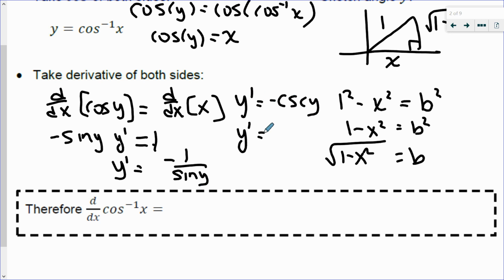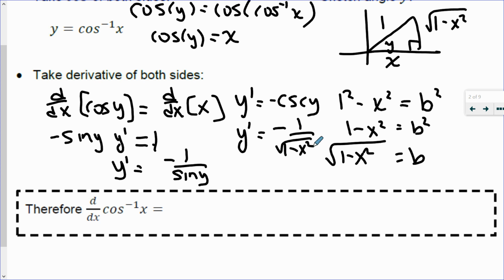So let's figure out what that is. Go to our picture here. This is our angle y. Now sine is opposite over hypotenuse. So cosecant will be hypotenuse over opposite, but negative. Okay, so it's going to be negative 1 over the root of 1 minus x squared.